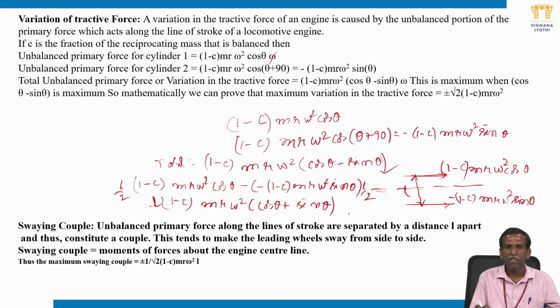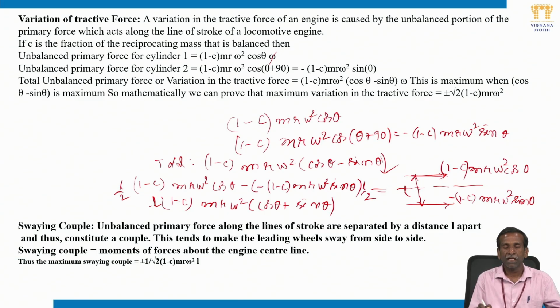Then substitute these values of theta, 45 once and again 225, to find the maximum value of this unbalanced swaying couple. You get plus or minus 1 by root 2 (1 minus C) m r omega square L, where L is the distance between the cylinders. I think you are able to understand. This is the maximum magnitude of the swaying couple.